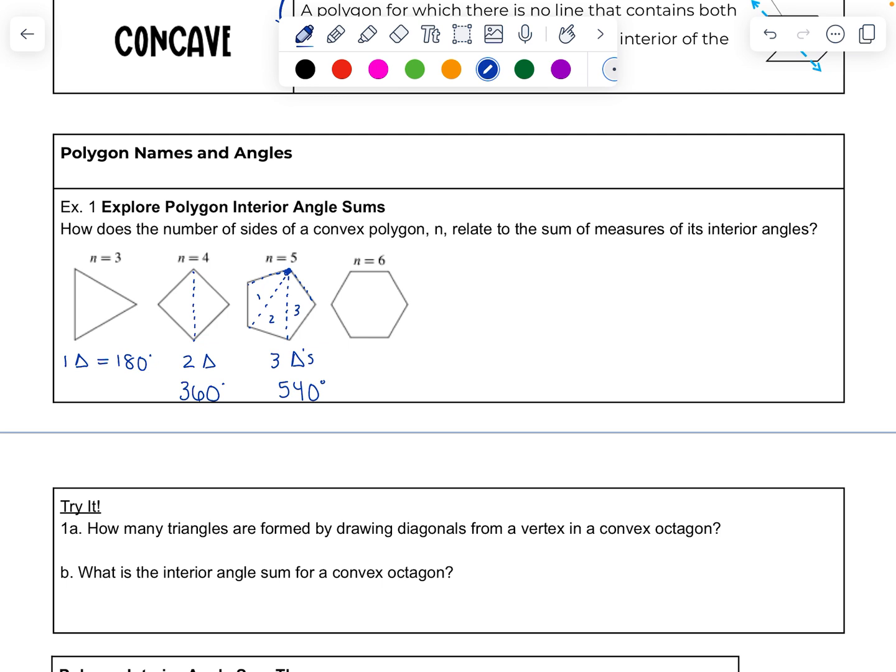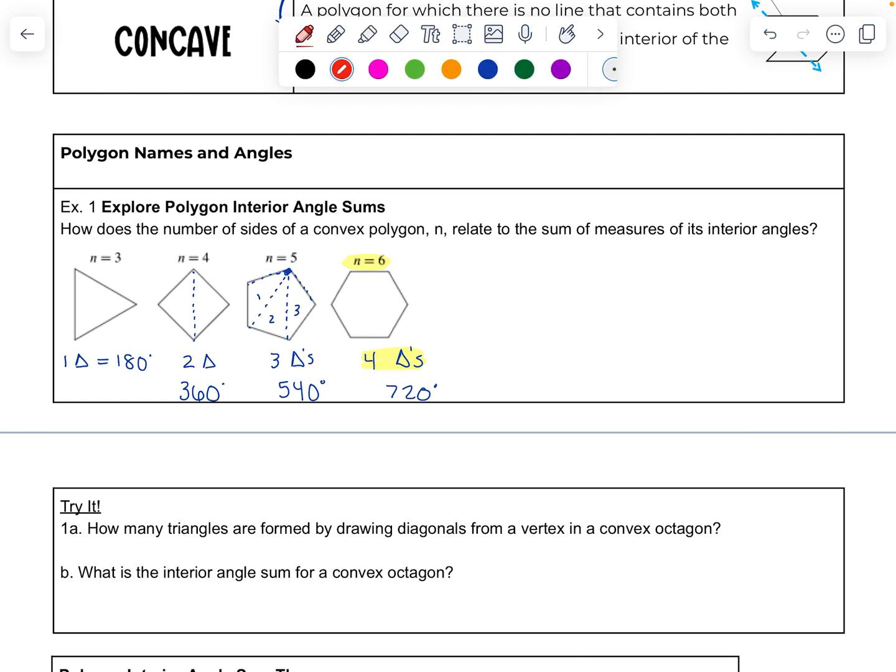So let's look for the pattern now. One triangle was 180, 2 triangles, 3 triangles. So I know the next one should have 4 triangles, and that should be 720 degrees. But what I'm trying to see is how the number of sides compares to the number of triangles each time. If you compare them every time, the number of triangles is always 2 less than the number of sides.